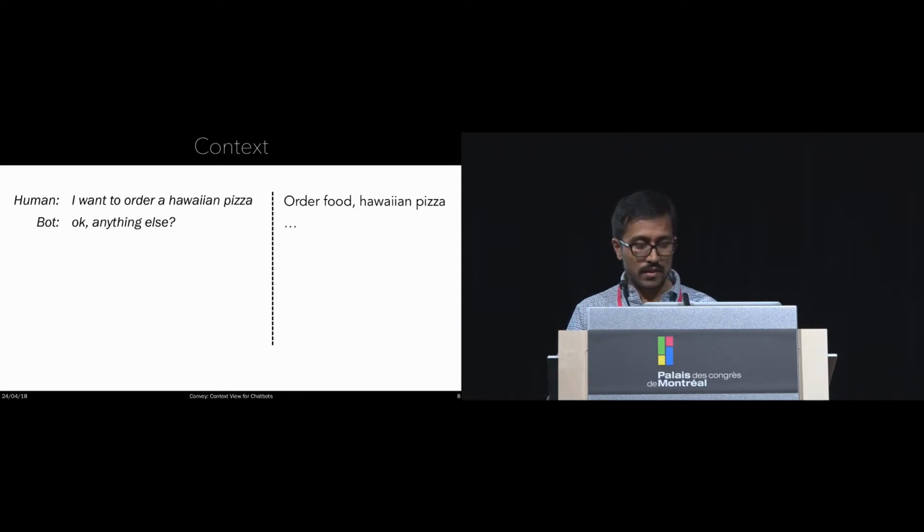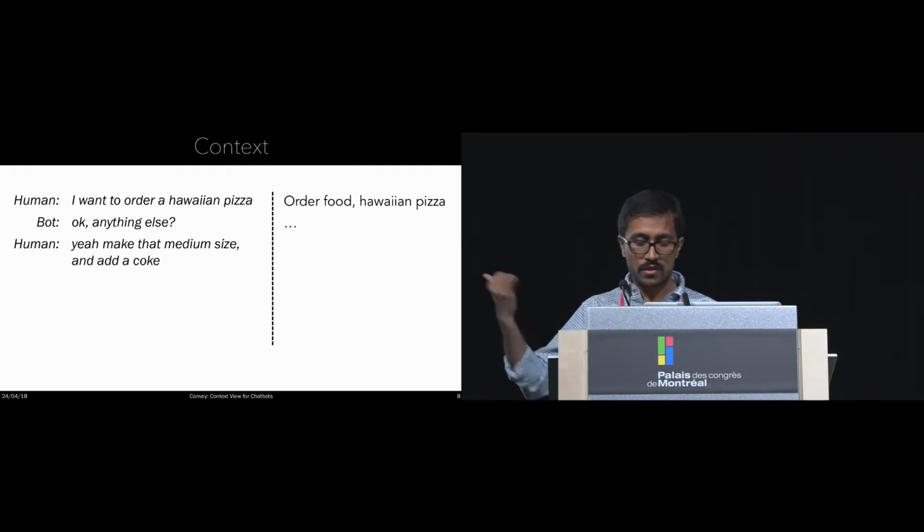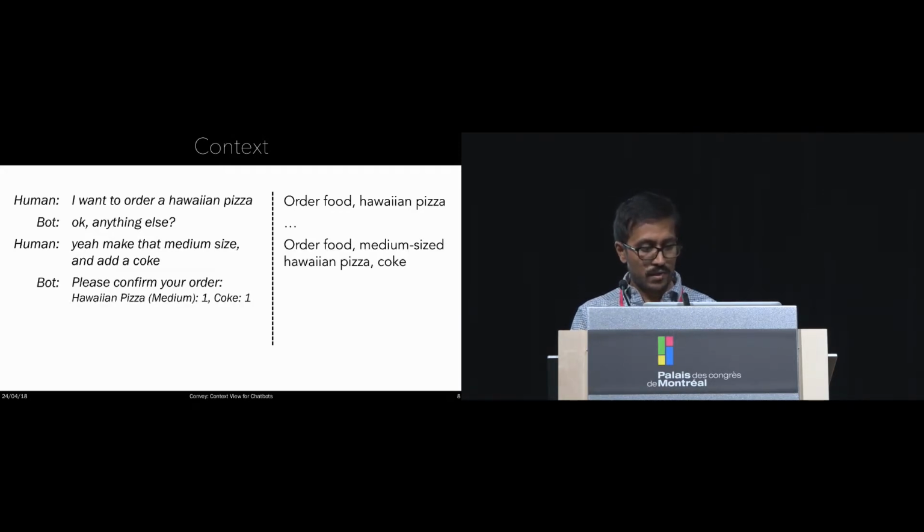The bot asks if he wants anything else, the context remains the same, and the human replies, make that a medium pizza and add a Coke. The interesting part is that without the propagation of the context, the medium size would not hold any value, and it wouldn't have got attached to the previous context, the Hawaiian pizza. Here it got attached, and so it's written as medium sized Hawaiian pizza. Thus maintaining the appropriate context of the conversation is crucial to a chatbot's success. And just to complete the interaction, it confirms the order, and the user moves on.